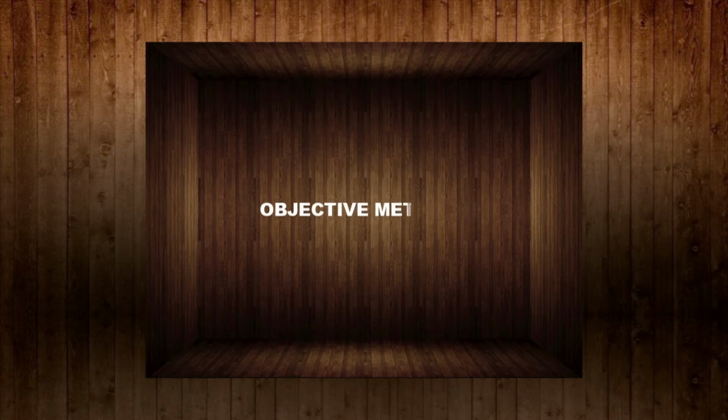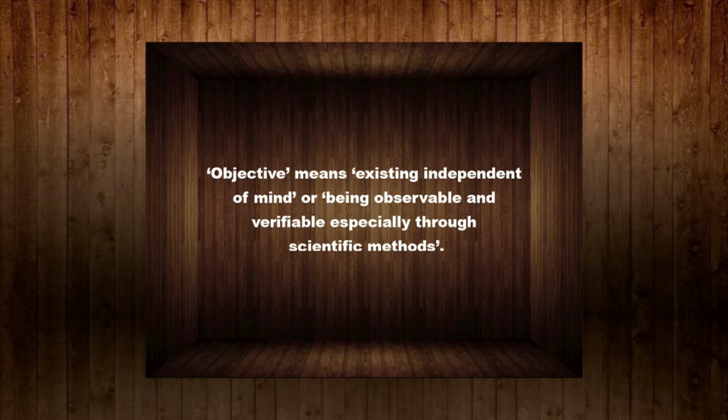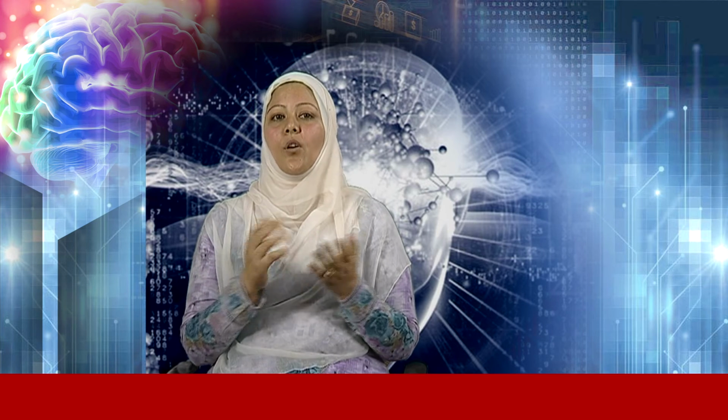Second type of methods is objective methods. The term objective means existing independent of mind or being observable and verifiable, especially through scientific methods. So the method that involves scientific tools and techniques for the collection of data are called objective methods. These methods are considered reliable and are preferred over subjective ones. These include: Number 1, observation method.